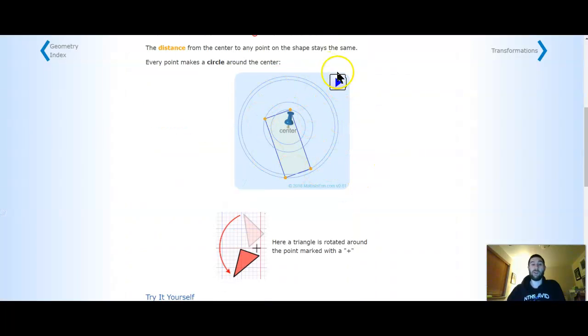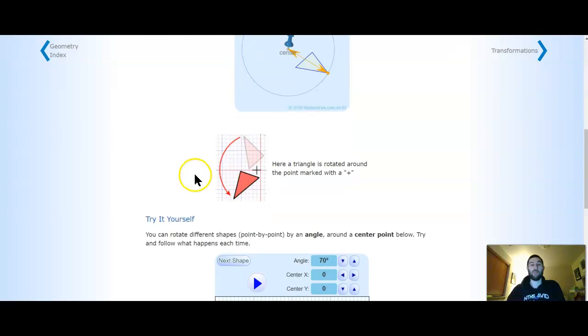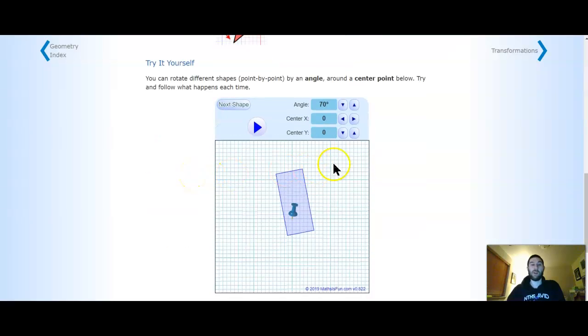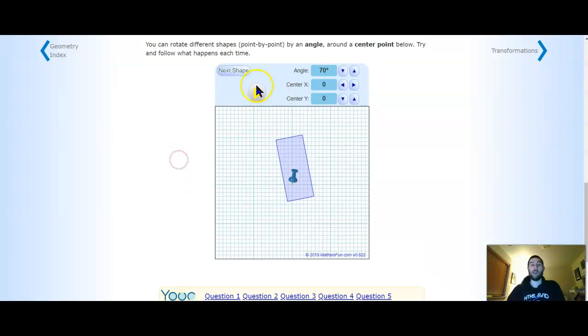So, ladies and gentlemen, here's another great example of a rotation happening without a coordinate grid as it gently spins. And here's an example with a triangle just gently spinning around in a circle. Now, ladies and gentlemen, here's a nice interactive that you can do for yourself. You can adjust the angle you want. Right now it's set to 70 degrees. You click the play button and it moves it point by point.